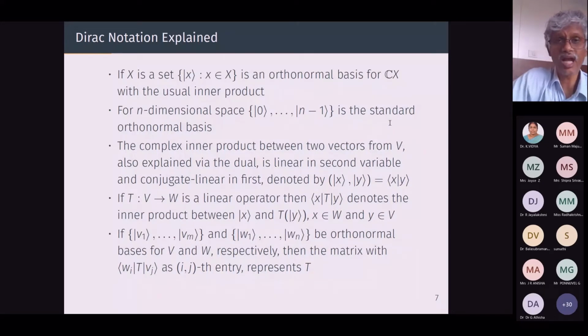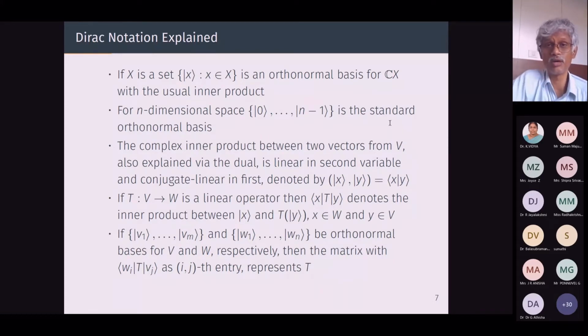So if we have a set of all x such that x belongs to X, this is the orthonormal basis for C to the X with the usual inner product. Normally in quantum computation, what happens is that you take 0 up to n minus 1. So for an n qubit system, you have this, right? 0 up to n minus 1. Sorry, I'm sorry, this is a bad notation again. So actually this is 2 to the power n.